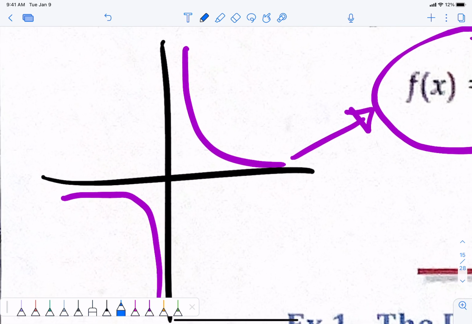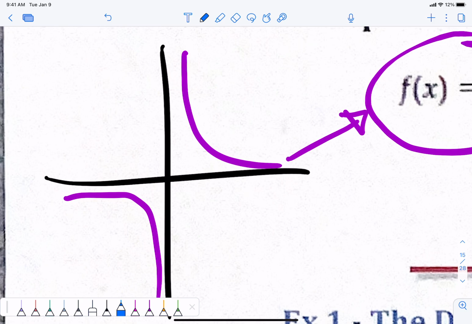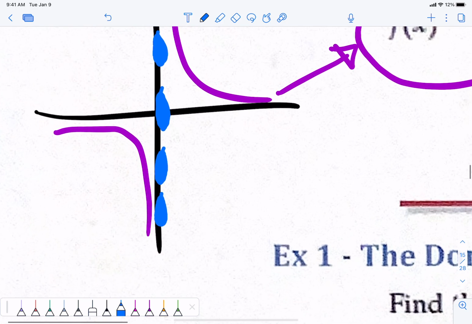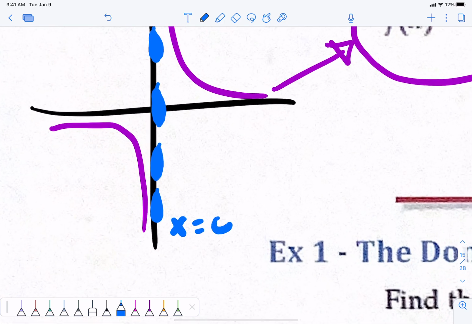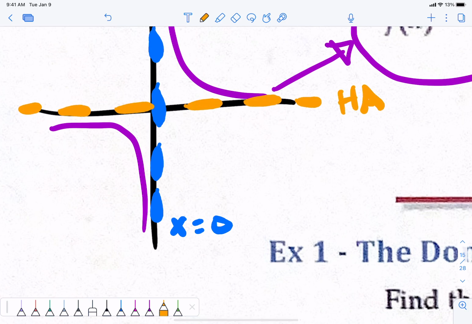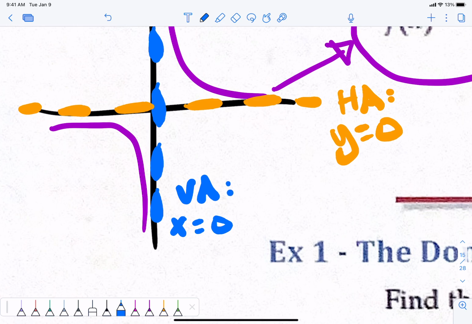So before we talk about another graph, let's talk about the vertical asymptotes and horizontal asymptotes. This guy has a vertical one here at x equals 0, right? That's x equals 0. Then this guy is a horizontal asymptote. I call him a HA at y equals 0. So there's your HA, and then the other one is called a VA. Those are vertical asymptotes, horizontal asymptotes. That's what those guys look like.